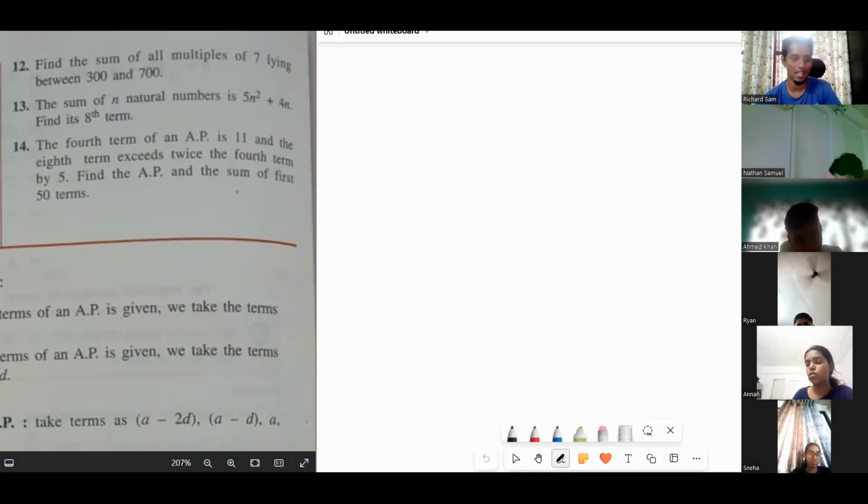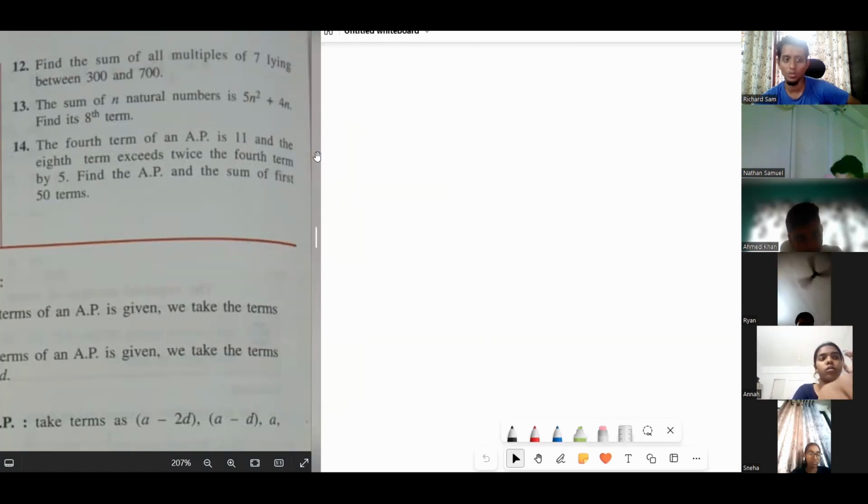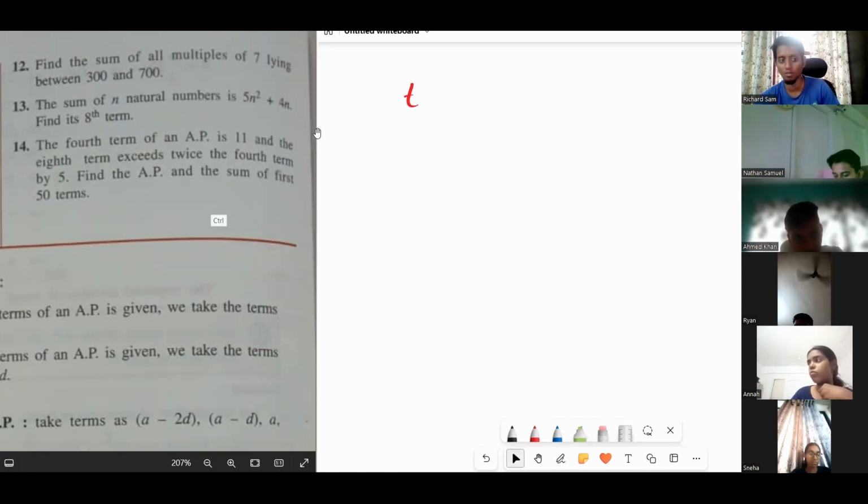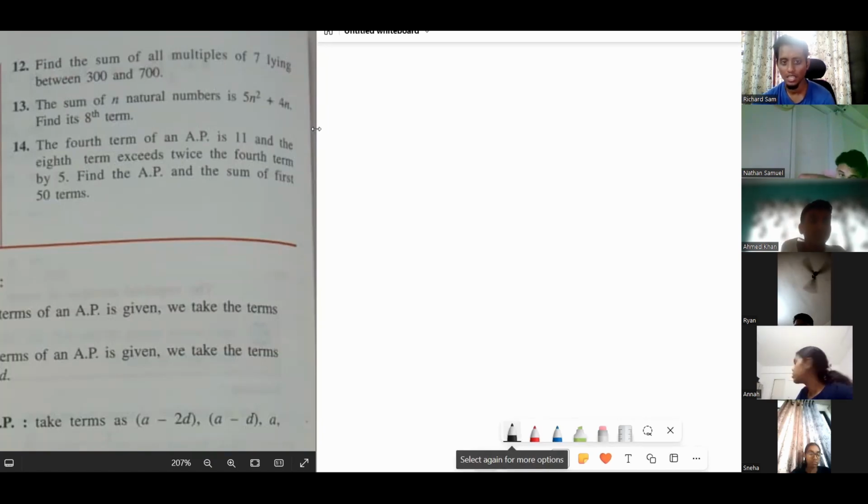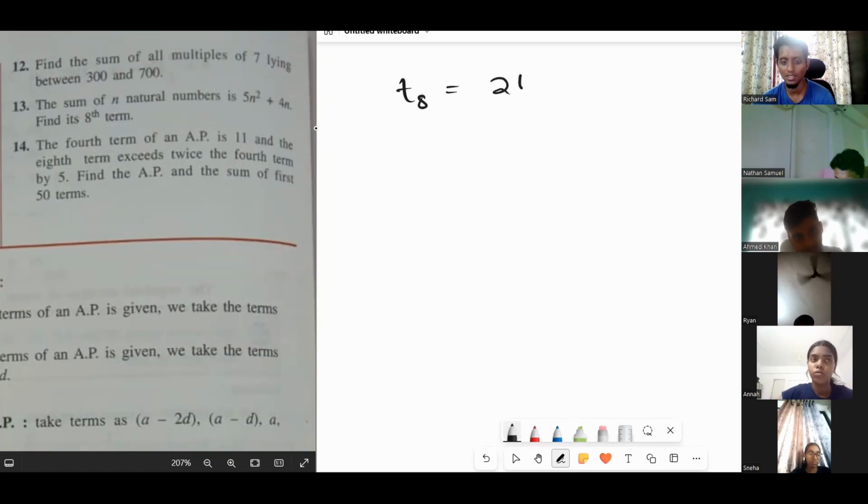What does that mean, everyone? No, exceeds. Who's bigger here? 8th term is bigger, or 4th term is bigger? The 8th term exceeds twice the 4th term, which means the 8th term is bigger. Okay, so T8 is bigger. Bigger by how much? Exceeds is equal to twice the 4th term by 5.